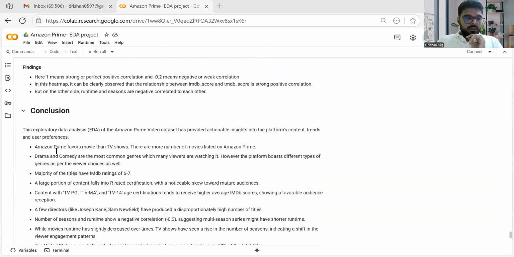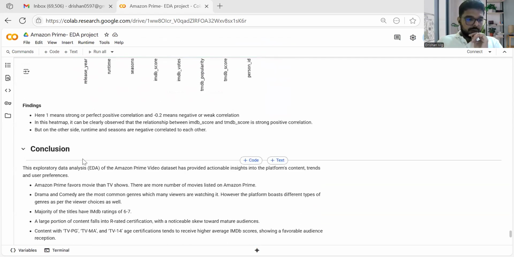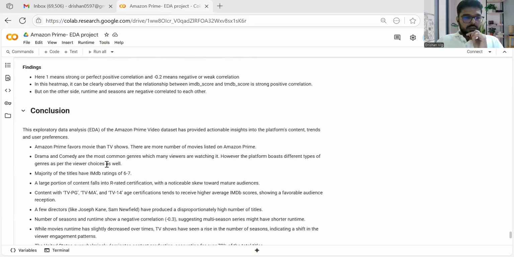Okay, so let's come to the conclusion part. This exploratory data analysis of Amazon Prime Video, which consists of TV shows and movies, has provided actionable insights into the platform's content trends and user preferences. As we can see in the content type distribution, TV shows are the leading one as compared to movies. So Amazon Prime focuses mostly on TV shows, not movies.